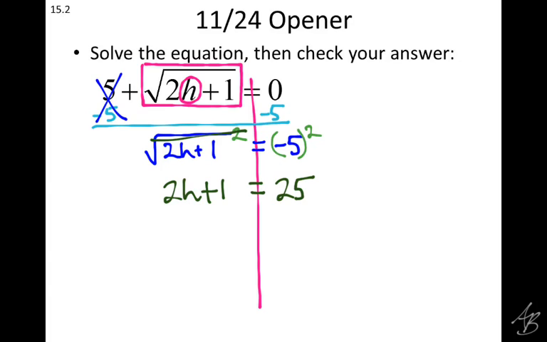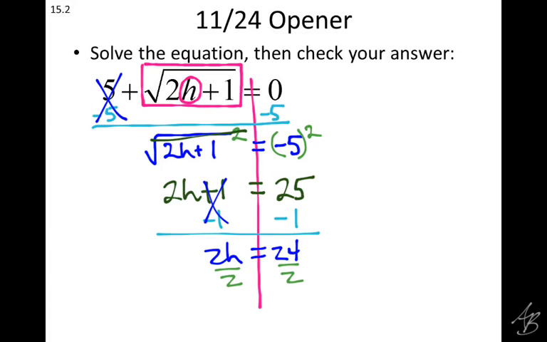All right, then what? Subtract 1. 1's cancel on the left, leaving 2h. 25 minus 1 is 24, and then divide by 2. 2's cancel, leaving h equals 12. All right, so that's our answer. H equals 12. So then the next thing we want to do is we want to check it.